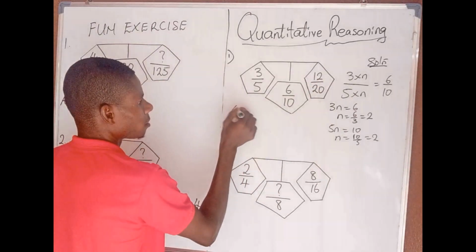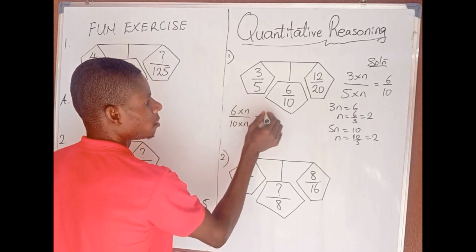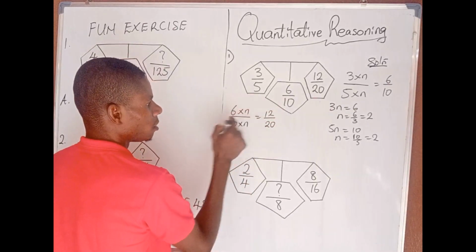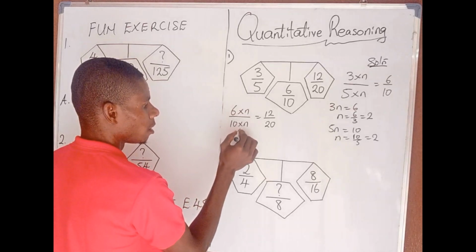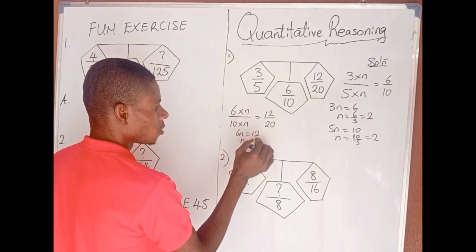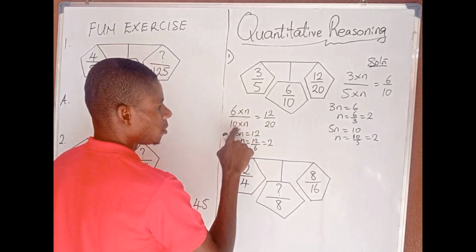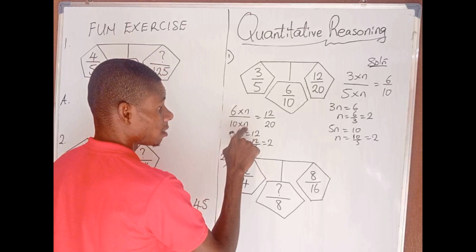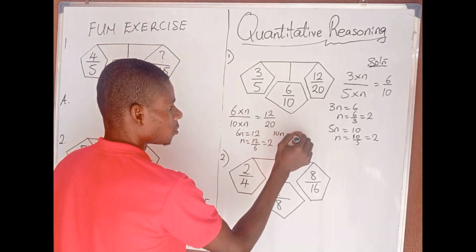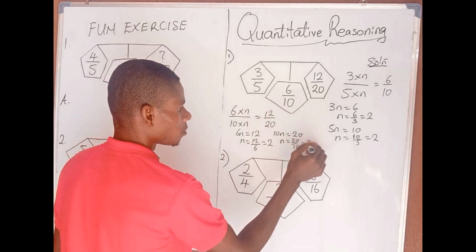So let's have 6 times n over 10 times n. This is 12 over 20. If I pick this, 6 times n is 6n, I will have 6n equals 12. Therefore, n should be 12 over 6, and this is 2. And if I pick the denominator, 10 times n, that is 10n equals 20. Our n is 20 over 10, and this is 2.